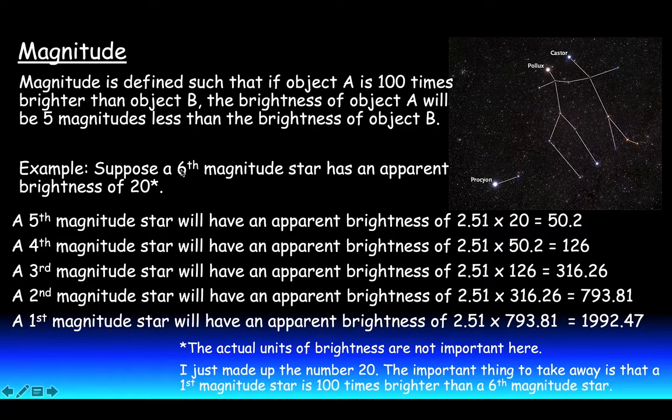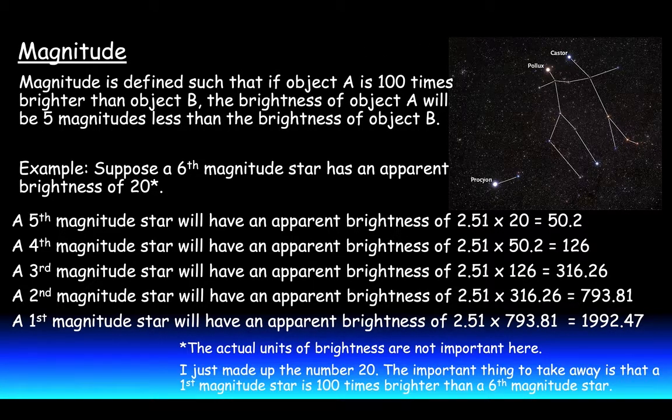So each jump along the way from 6 to 5, 5 to 4, 4 to 3, on and on, I increase the brightness by 2.51. And after 5 jumps, after 5 orders of magnitude, I have an object that is pretty close to 2,000 times brighter than the original. 1992, I'm going to round up to say 2,000. So I could say a 1st magnitude star has 2,000 units of brightness. A 6th magnitude star has 20 units of brightness. The 1st magnitude star is 100 times brighter than the 6th magnitude star.